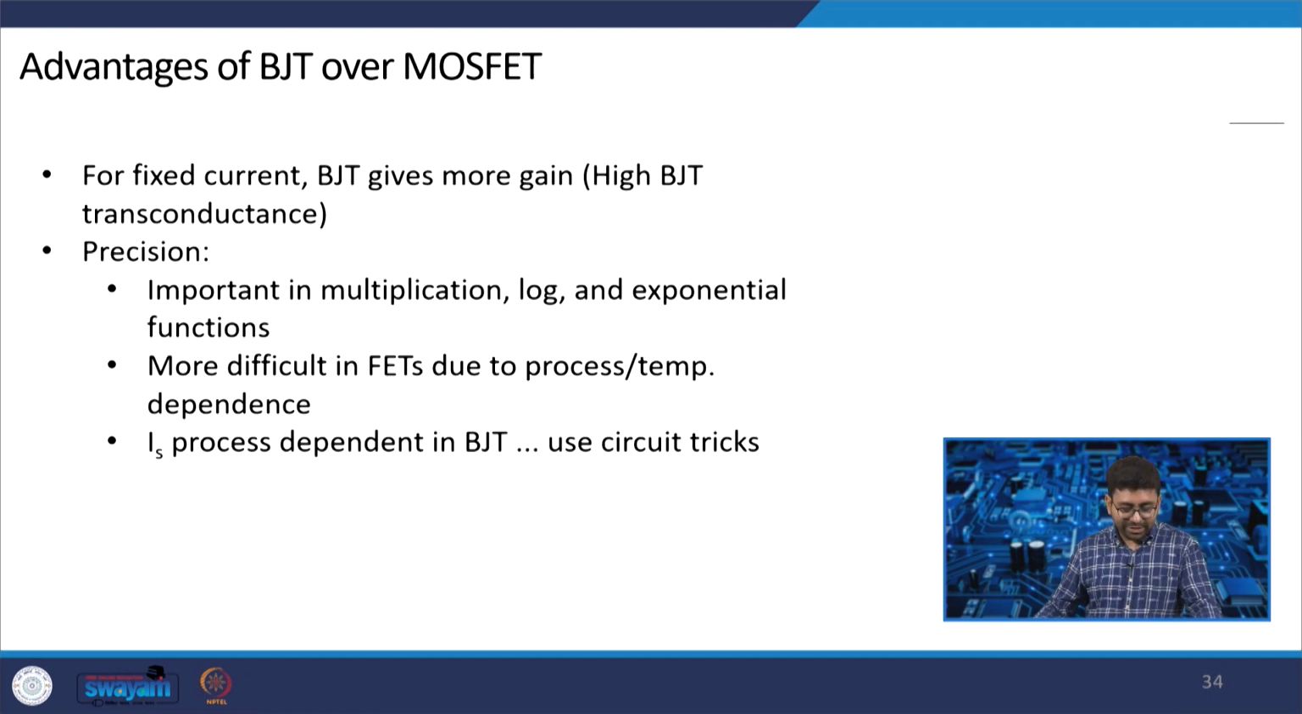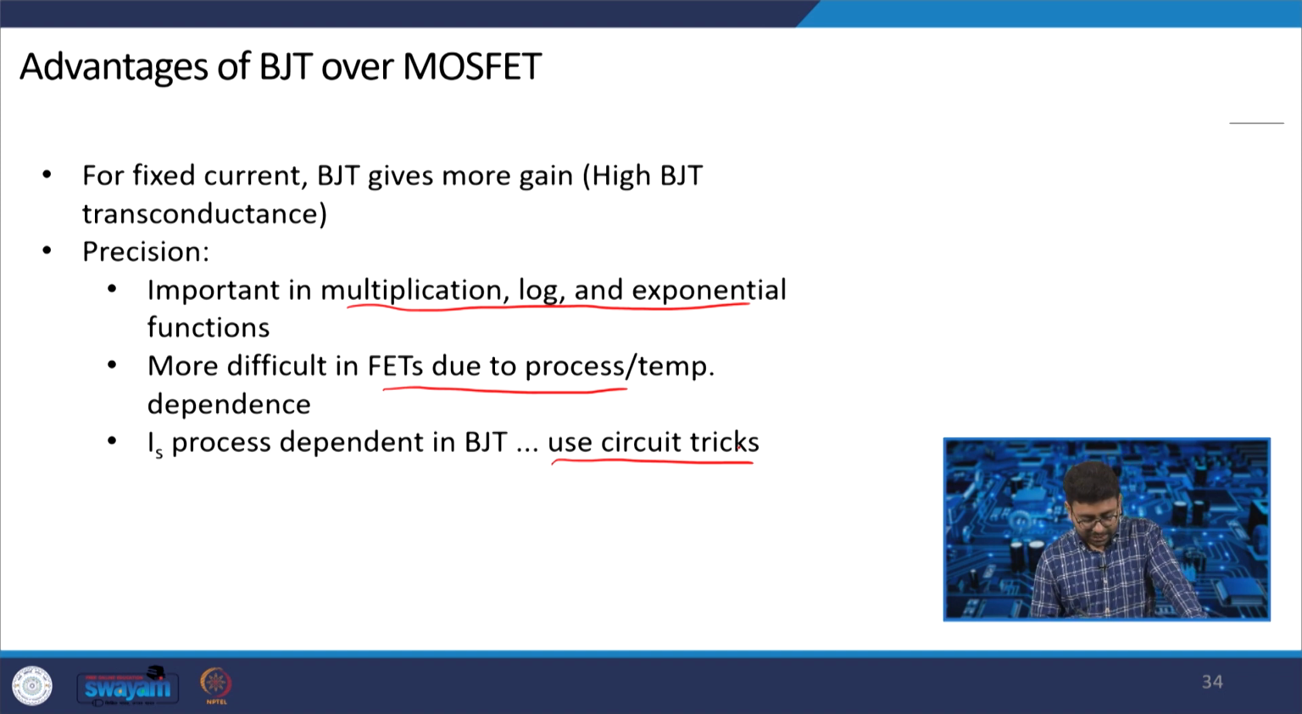So, what are the advantages of BJT over MOSFET? For a fixed current, BJT gives more gain and high transconductance. It has precision in terms of multiplication, logarithmic or exponential functions. So, more analog functions are possible in BJT over the MOSFET. However, it is difficult in FET due to the process and temperature dependency, and here IS is process dependent in BJT. So, we need to use some circuit tricks in order to get better performance.